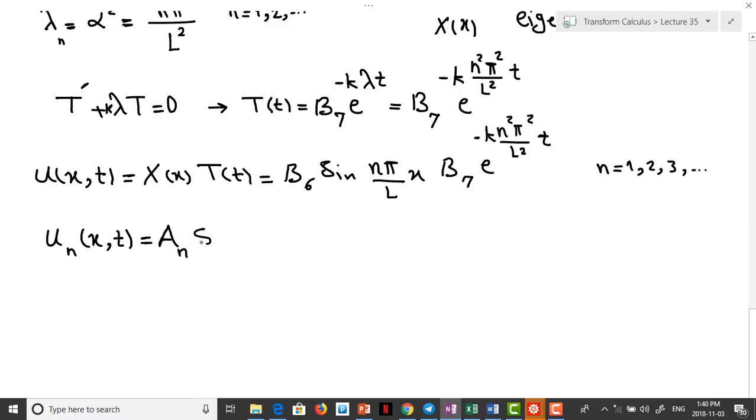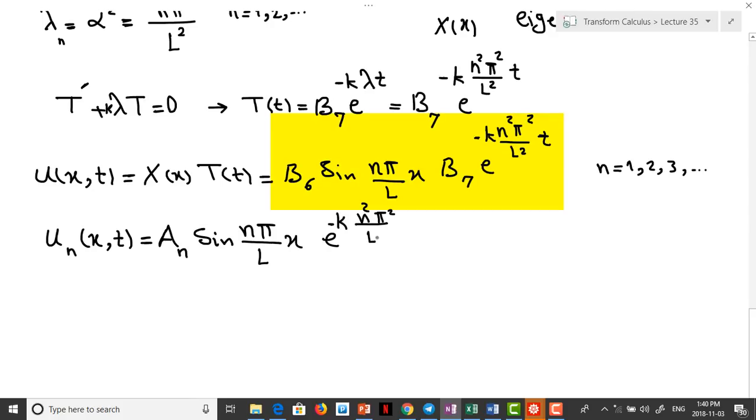So we have sine n pi divided by L times x, e to the power of minus k n squared pi squared divided by L squared times t. So we found un of x and t.